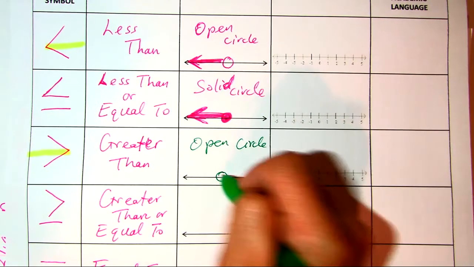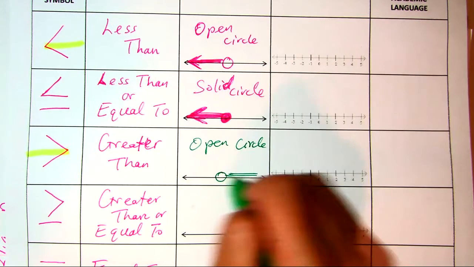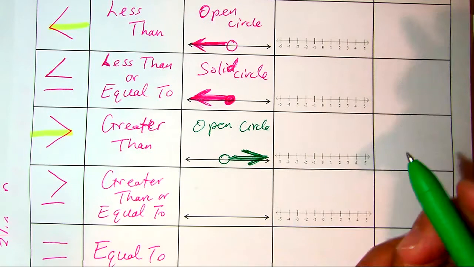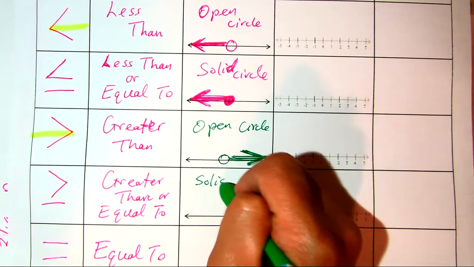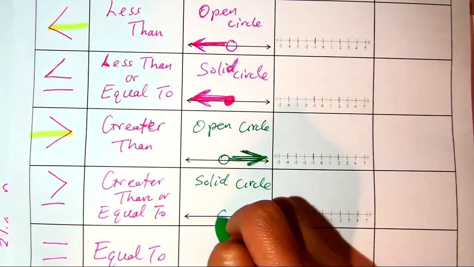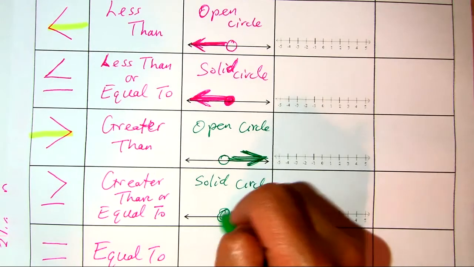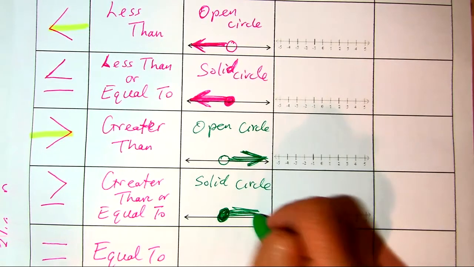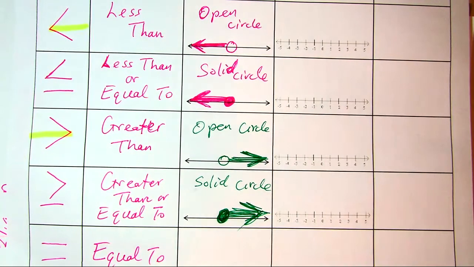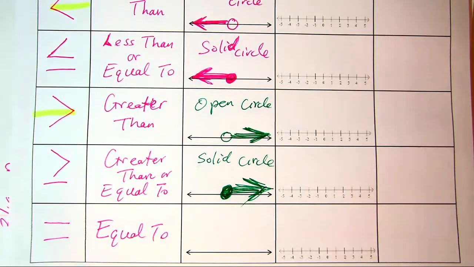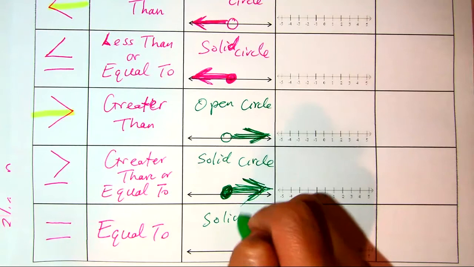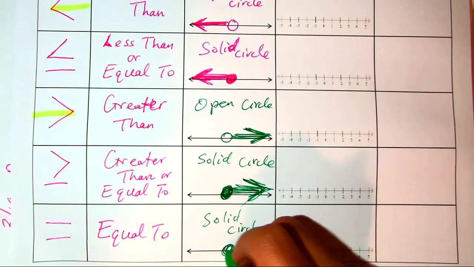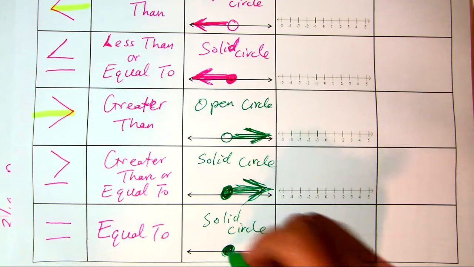So we pick a number on a number line. We go to the right. Next one, greater than or equal to. So we know it's going to be a solid circle on a number on a number line. Solid means it's equal or greater than. And finally, equal to. Equal is a solid circle.